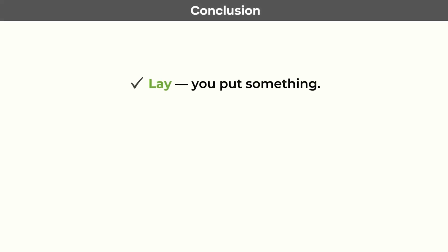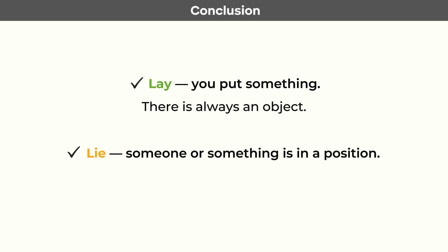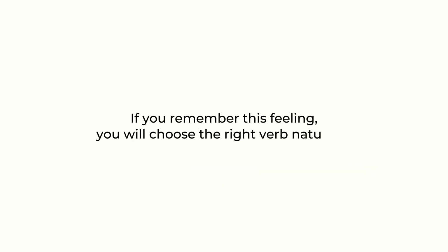So let's simplify everything. Lay, you put something. There is always an object. Lie, someone or something is in a position. No object. If you remember this feeling, you will choose the right verb naturally.